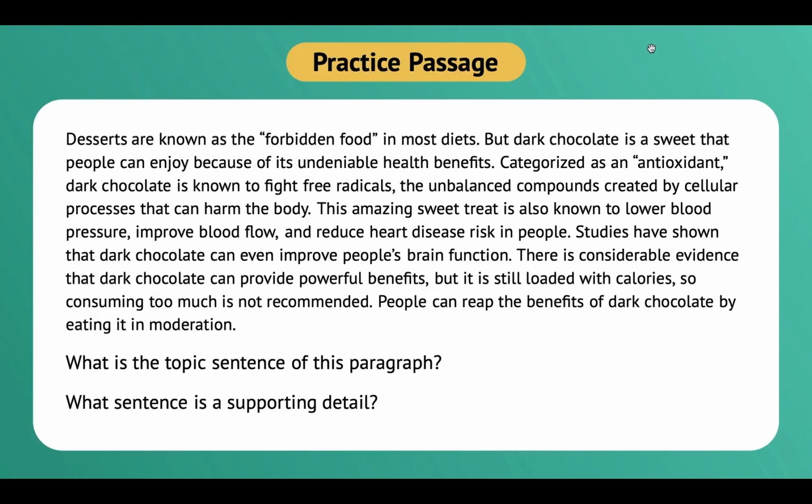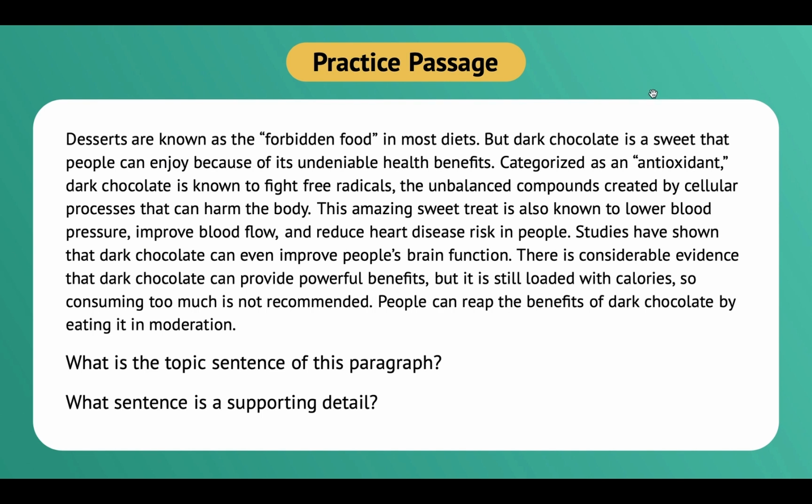So we're going to look at a few practice passages to help you really cement the differences between all three of these terms. So first I'll start by reading this practice passage and think about what the paragraph is about. Think about the topic first.